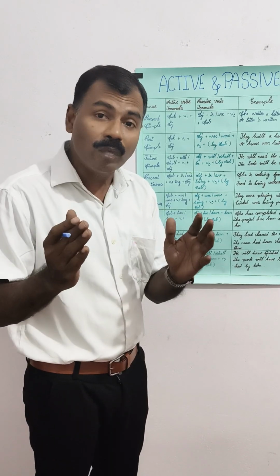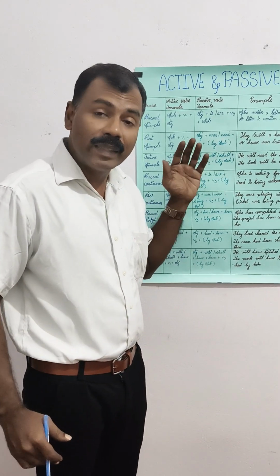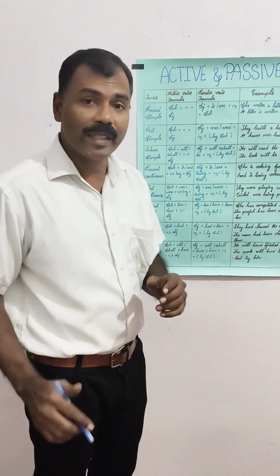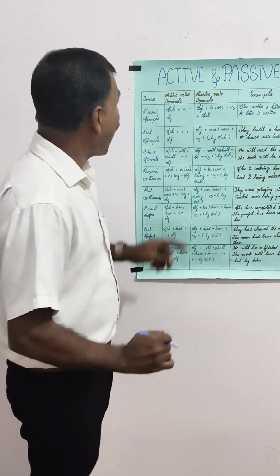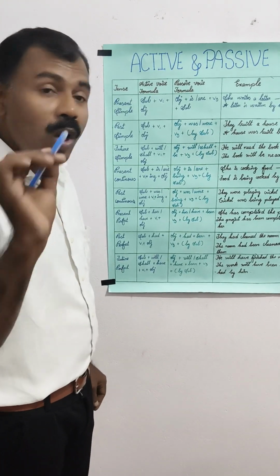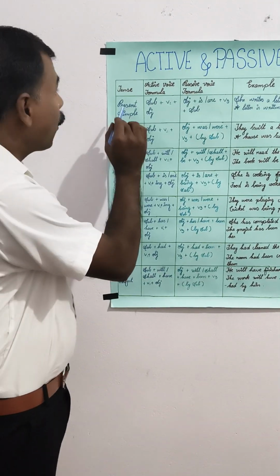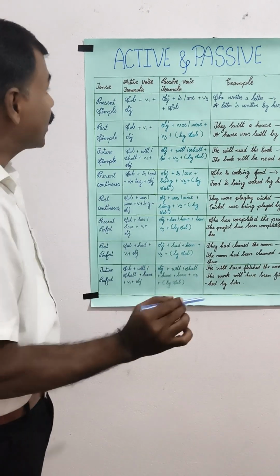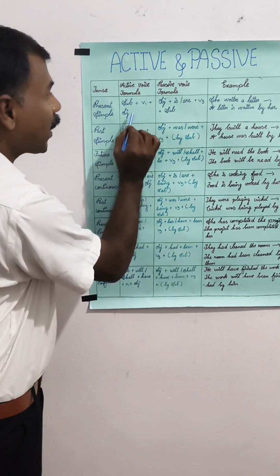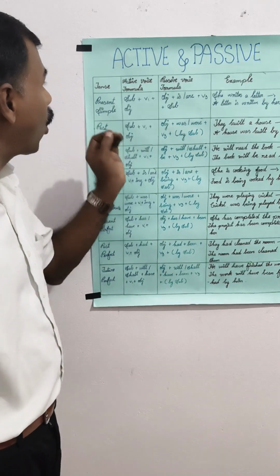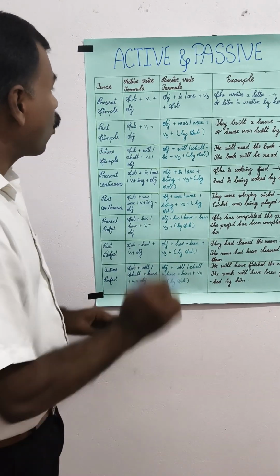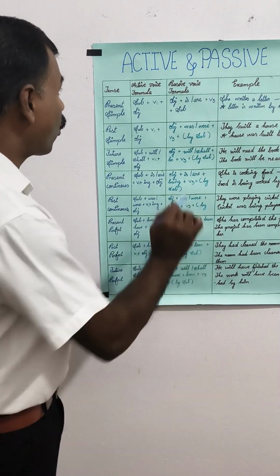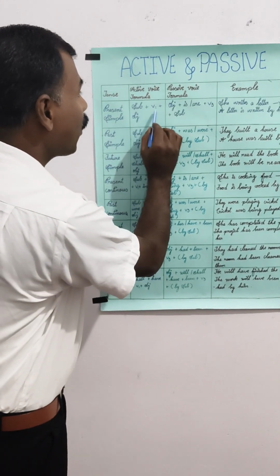We can see some examples and also which tenses, and through that we will understand more about this concept. Let's see the active voice formula. First we will see present simple. The formula of the active voice in simple present tense is subject plus V1 plus object.